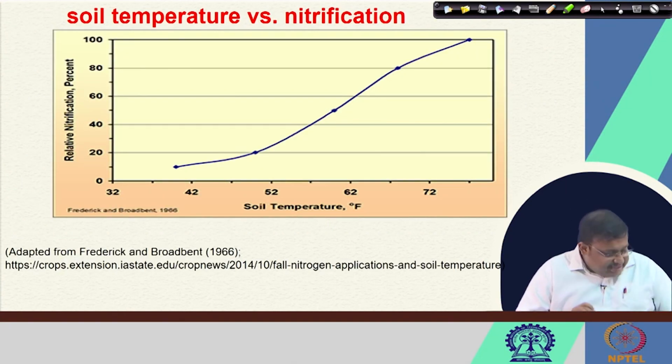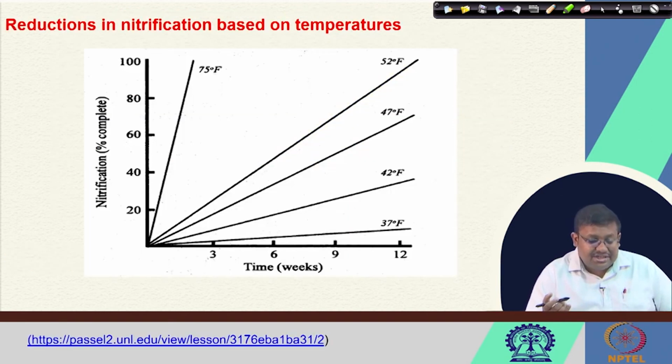So, you can see in this graph, there is a relationship between the soil temperature and relative nitrification. As the soil temperature increases, the percent of relative nitrification increases. That shows the importance of temperature in controlling this nitrification.